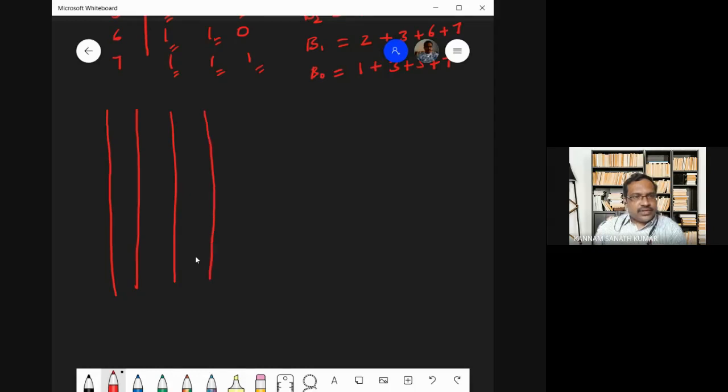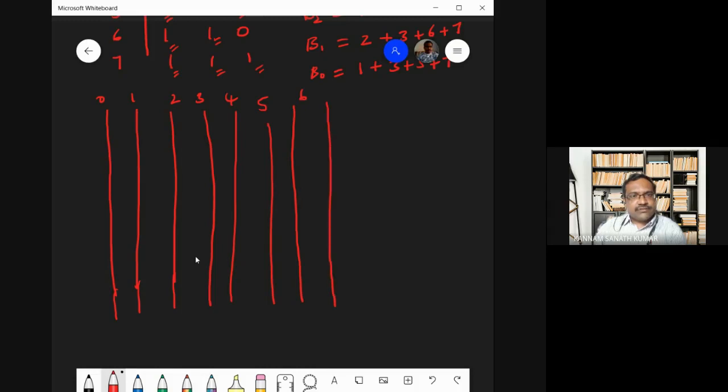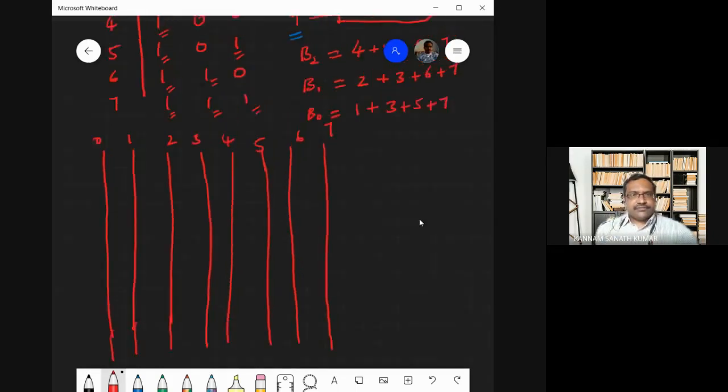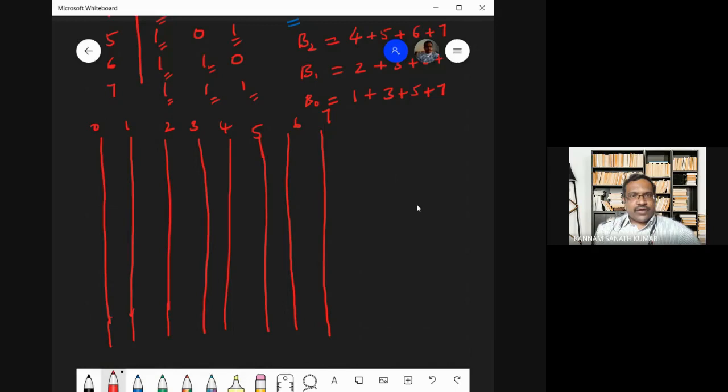Octal numbers. These are the seven inputs: 0, 1, 2, 3, 4, 5, 6 and 7. So what is B2? 4 or 5 or 6 or 7. So, take 4, 5, 6, 7 connected with an OR gate.